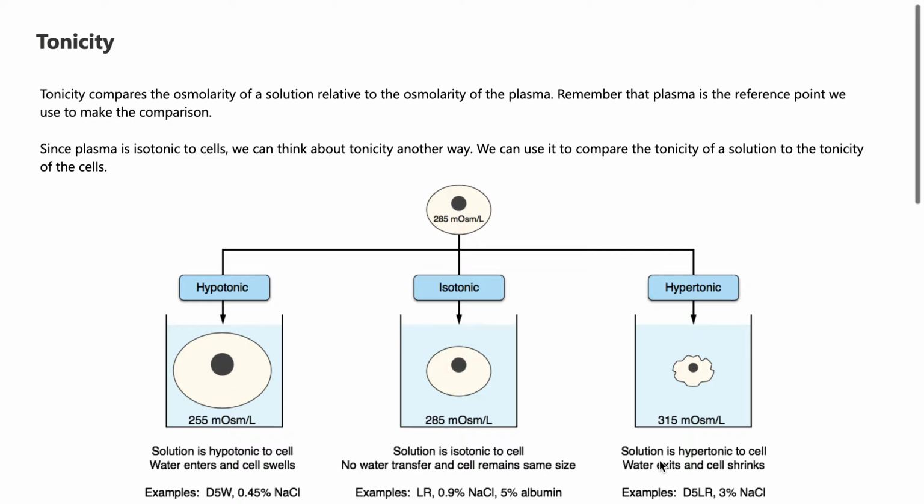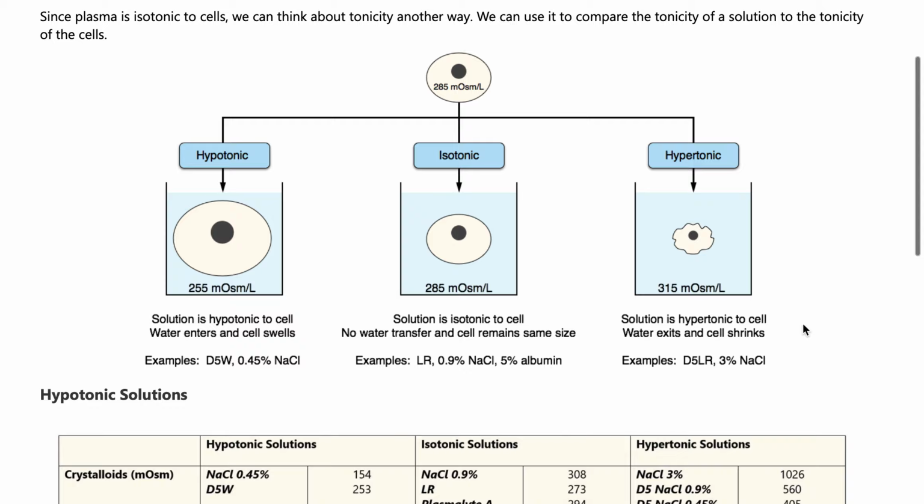This is illustrated in the picture below that has hypotonic on the left, isotonic in the middle, and hypertonic on the right. So starting with the normal cell, which is surrounded by a normal osmolarity outside of 285 milliosmoles per liter. To the left, you have hypotonic, so the surrounding fluid, you can see, is 255 milliosmoles, and the solution is hypotonic to the cells, so water enters and the cell swells.